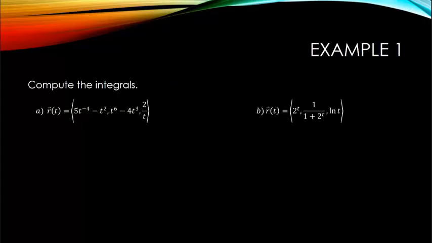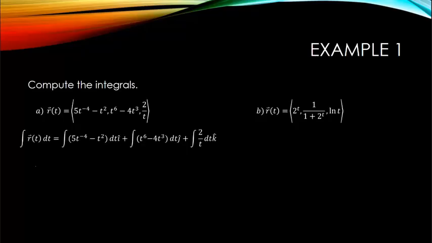I want to compute the indefinite integrals for the vector function r of t is equal to the components 5 times t to the negative 4 minus t squared, t to the 6th minus 4t cubed, and 2 over t. The second vector-valued function I want to compute the integral for is r of t is equal to the components 2 to the t, 1 over the quantity 1 plus 2 to the t, and natural log of t.